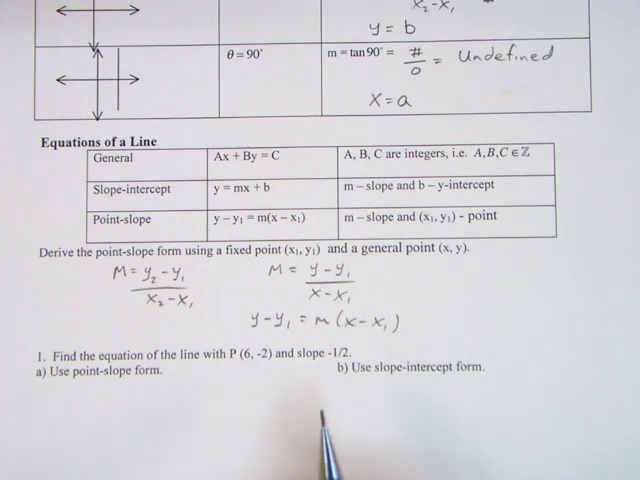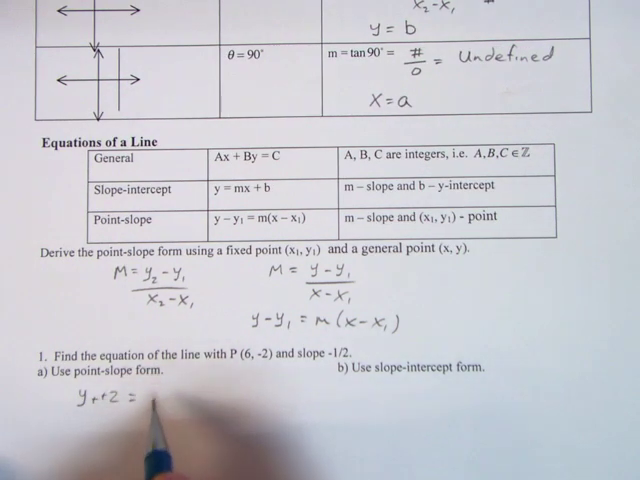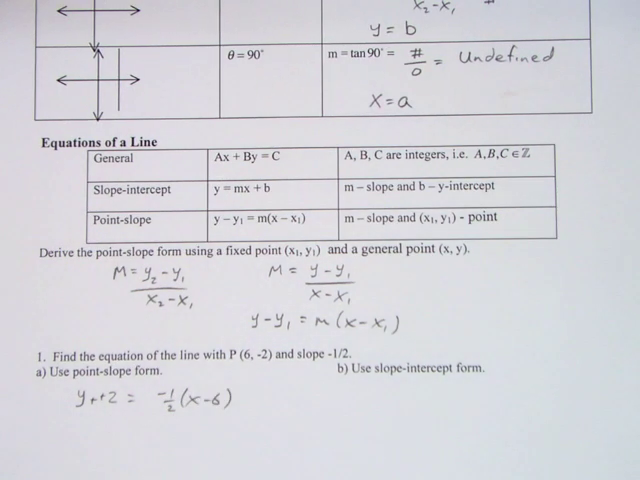We write y minus negative 2, or y plus 2, equals negative 1/2 times x minus 6. And we're done. We stop. We don't have to do anything else.